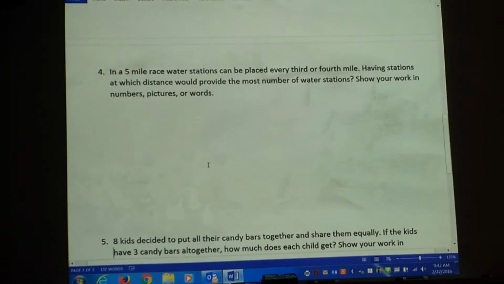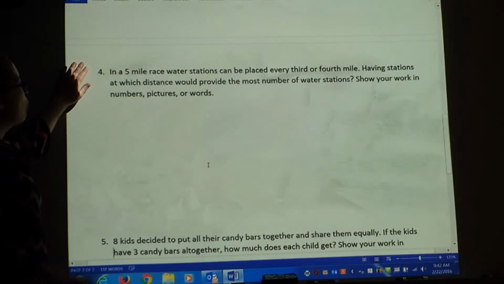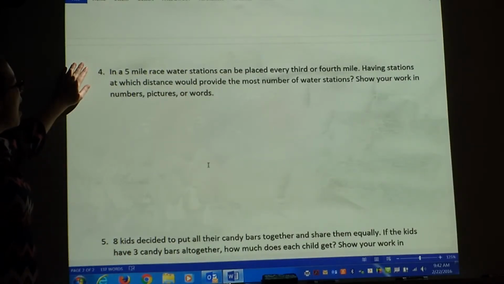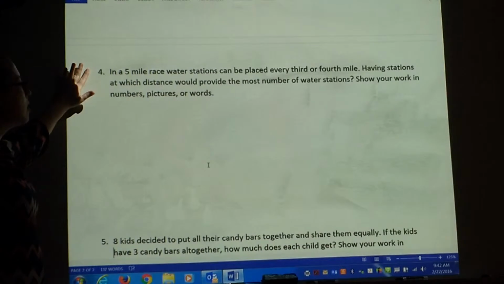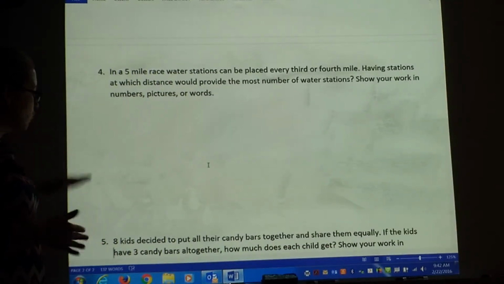Alright, let's look at number 4. In a 5-mile race, water stations can be placed every 3rd or 4th mile. Having stations at which distance would provide the most number of water stations. Show your work in numbers, pictures, or words.